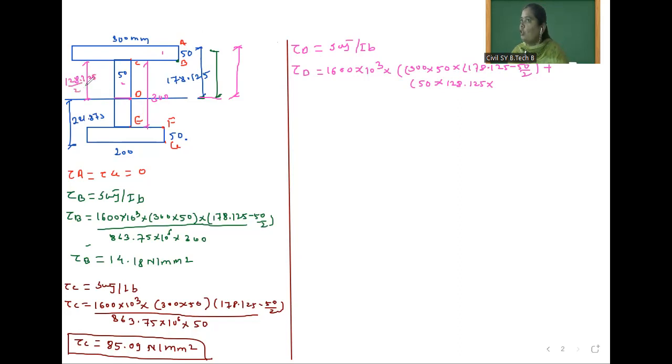128.125 divided by 2, that is the CG of that particular section. So 128.125 divided by 2. So this is the area for this B section. Then you have to divide by moment of inertia and width. So moment of inertia is 863.75 into 10 raised to 6 into width. Width at D is 50. So calculate and tell me tau D, which is equal to how much?